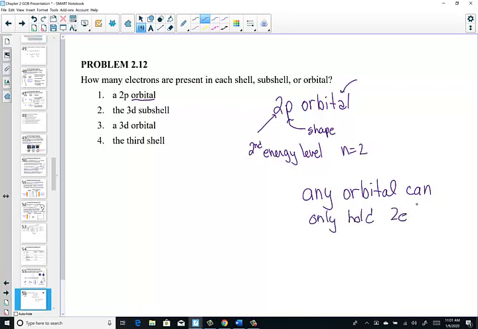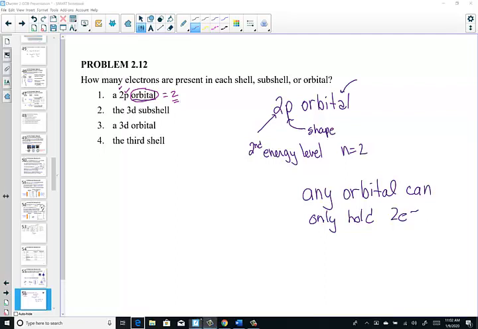So with this question, I want to emphasize the only thing that's important is the term orbital. Any orbital can only hold 2. I don't care what energy level it's in. I don't care the shape of the cloud. Any orbital holds at most 2 electrons.